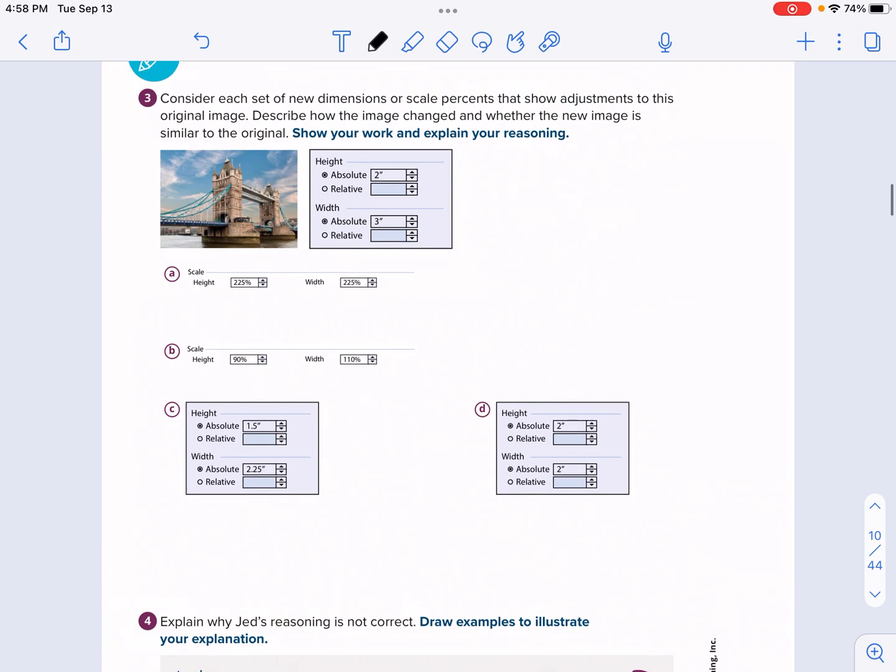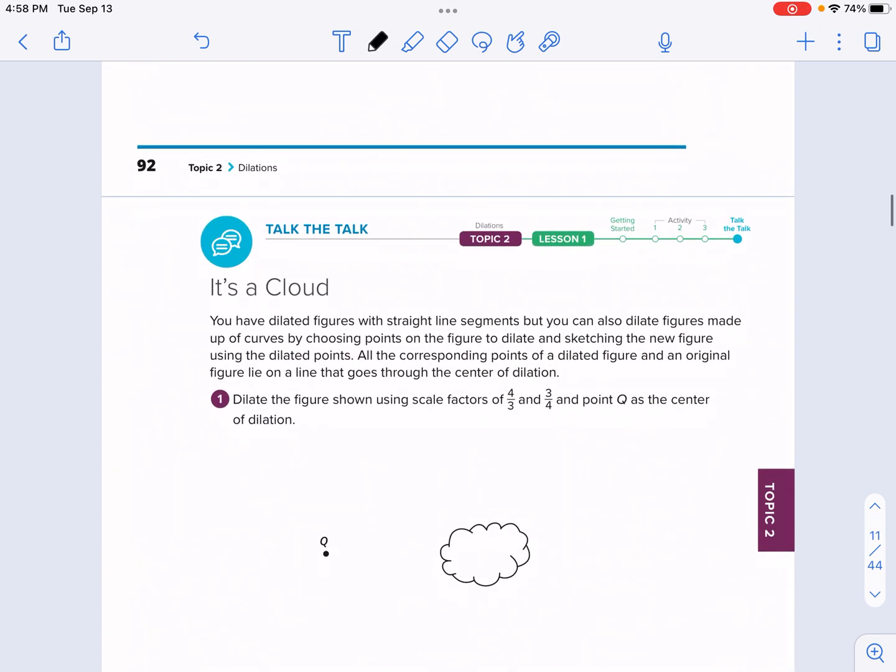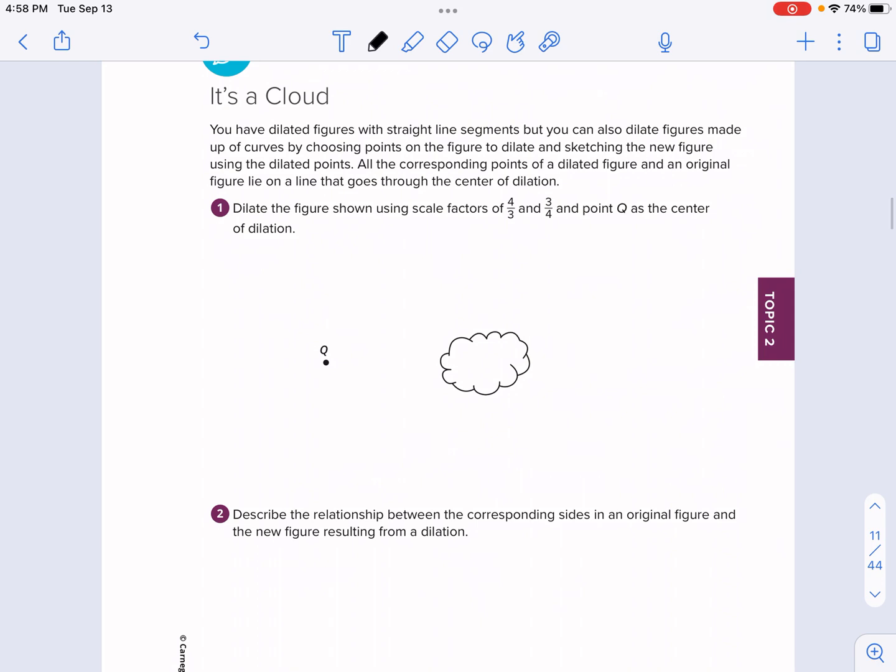You're welcome to practice this, but I feel like we did enough practice on the next one. So we're going to end this on talk the talk. And it's at this point that I'm going to encourage you to use a ruler, protractor, where we need to measure here. We need to draw straight lines.